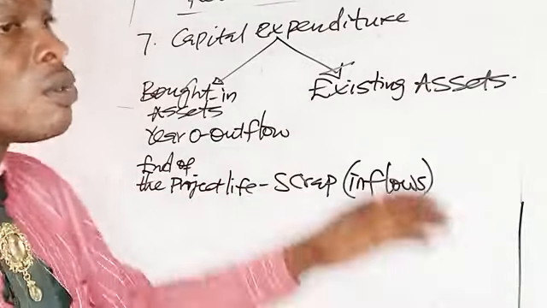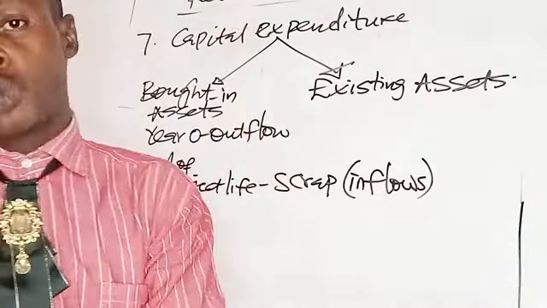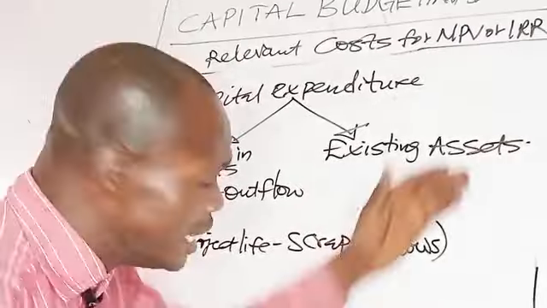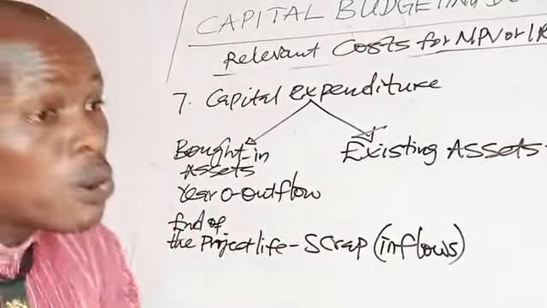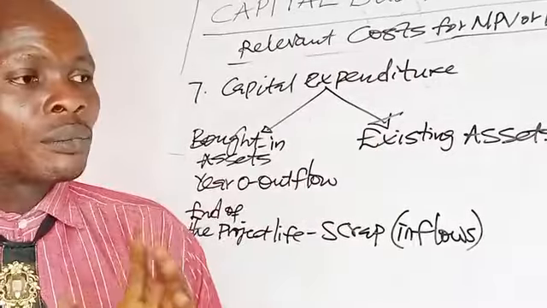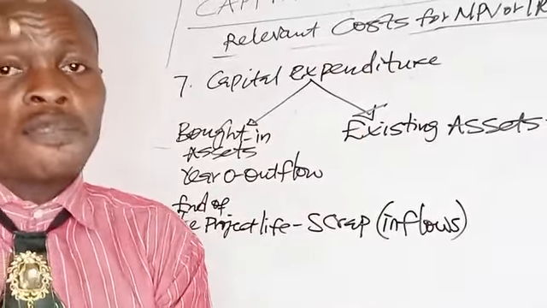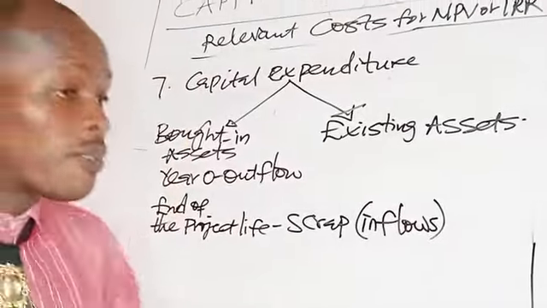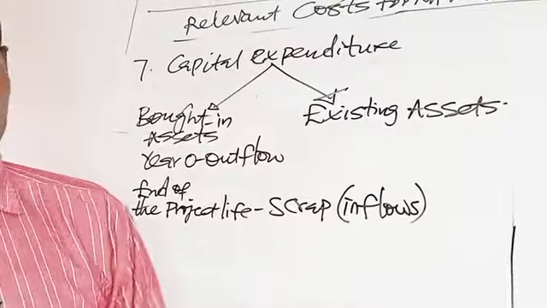However, where an existing asset will be sold or scrapped or traded in, the market value of the existing asset is to be treated as an inflow in year zero and its scrap value as an outflow at the end of the project life.